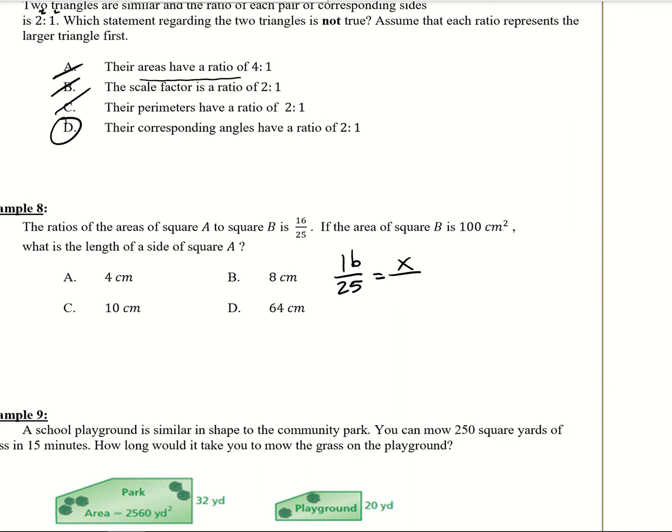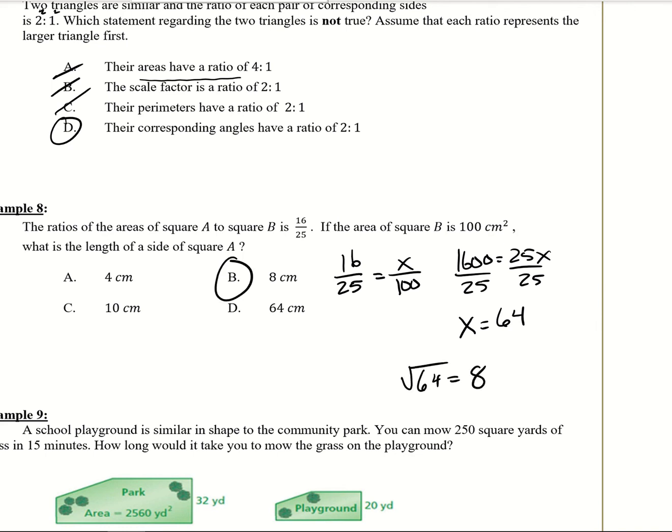We are looking for the area of A over the area of B, which is 100. Cross multiply. You're going to get 1600 is equal to 25x, and then we just divide. This is going to be 64. But this is not our answer. This is the area of A. So if we want to find a side length, all we have to do is take 64 and square root it, and we get our side length. So 8 is the correct answer.